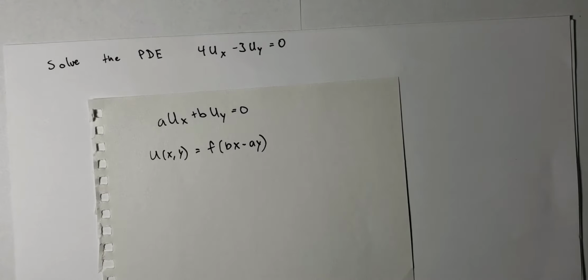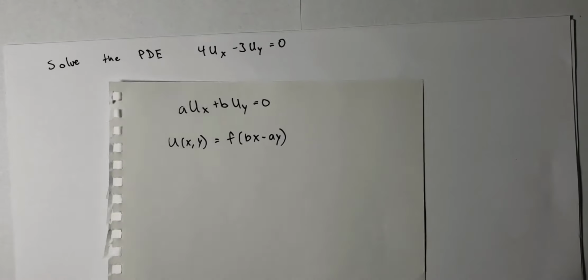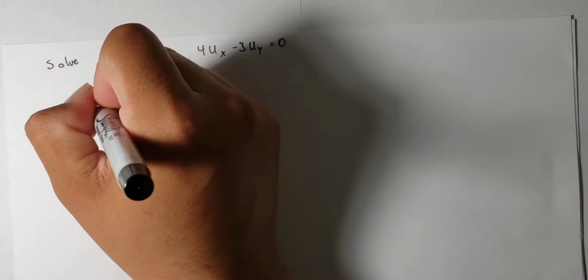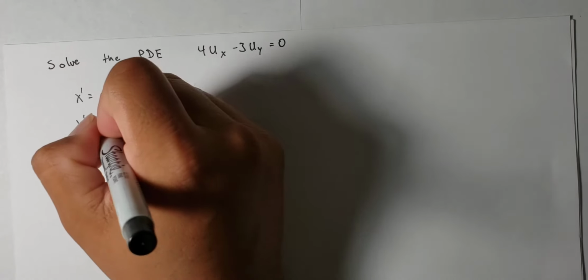But if you want to take it the long way, which can be beneficial because it gives you a better understanding of what you're actually doing, and you can also manipulate the equation beforehand if you have something a bit different. First off, what you want to do is, once again, select x prime and y prime. So let x prime equal ax plus by, and y prime equal bx minus ay.